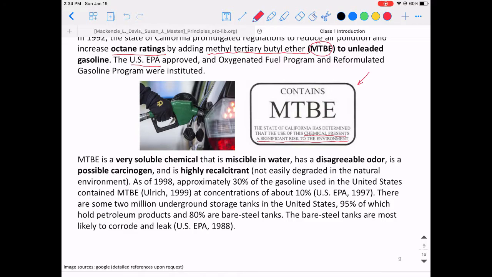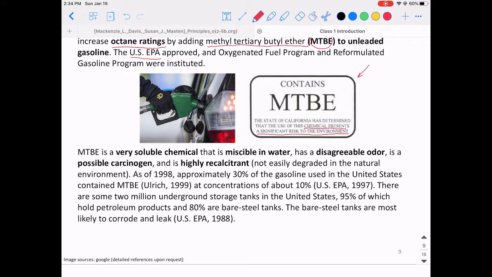As of 1998, approximately 30% of the gasoline used in the United States contained MTBE at concentrations of about 10%. But we also need to notice that the tanks for storing MTBE-added gasoline are likely to corrode and leak, which means these chemicals are likely to leak onto the ground, into the soil system, and finally mix with the water system.